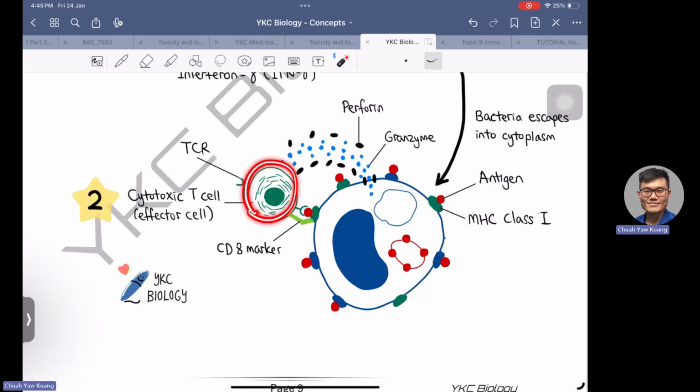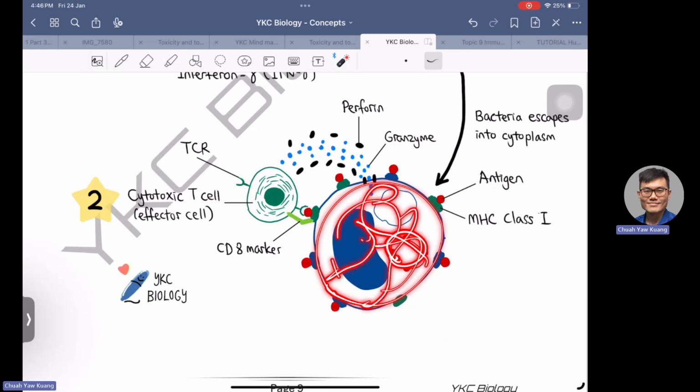the cytotoxic T cell will start to release perforin and granzyme. The perforin is going to create pores on the membrane of this phagocyte, while the granzyme is going to get into the phagocyte itself and induce apoptosis. That means that these phagocytes, together with the intracellular bacteria, will be eliminated.